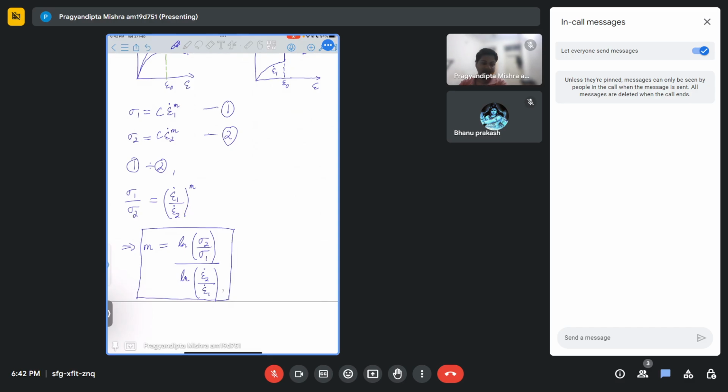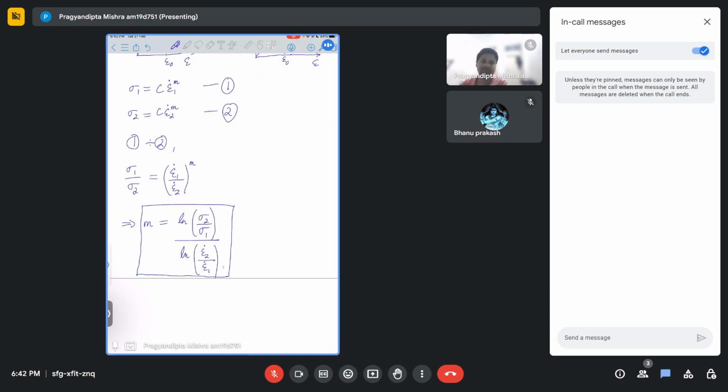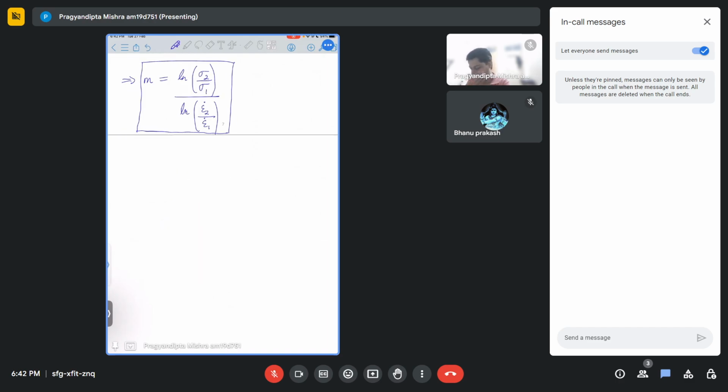I hope that till here it is clear. There is no doubt how we are measuring these values: how to measure n in the previous case, and now how to measure m. I hope there is no doubt about these things.